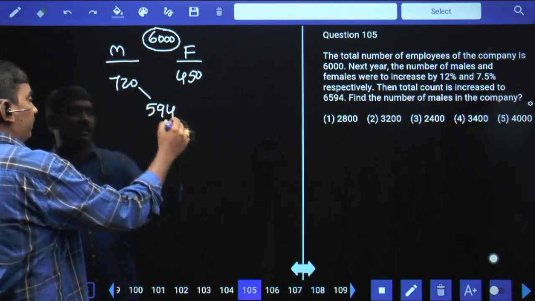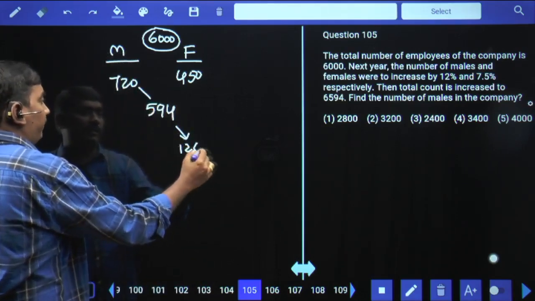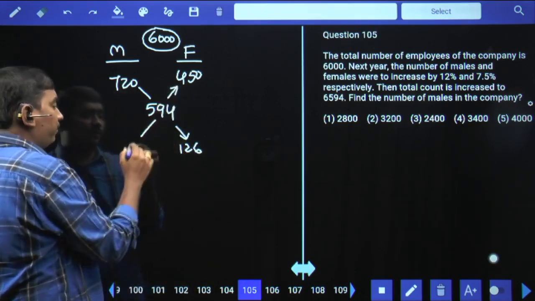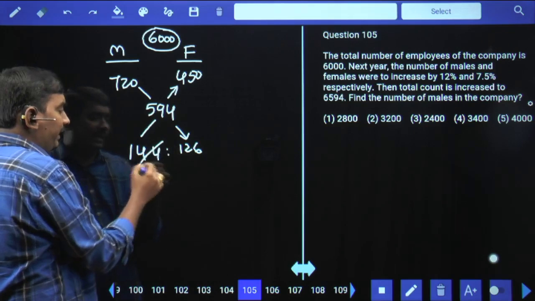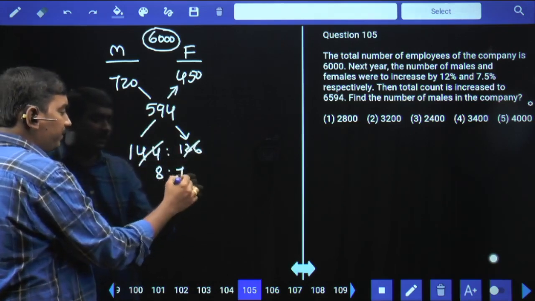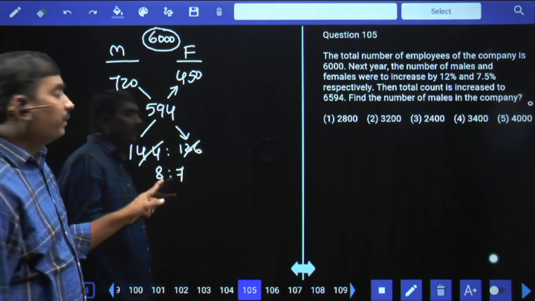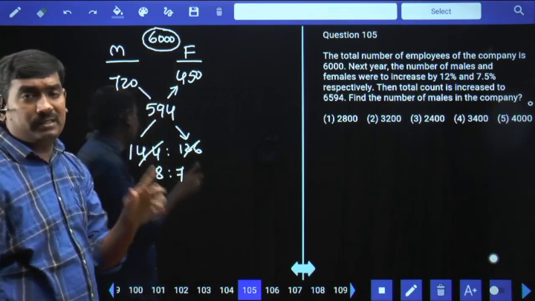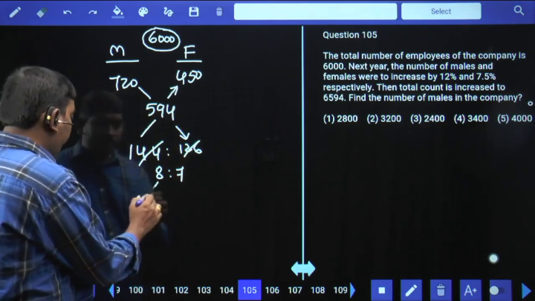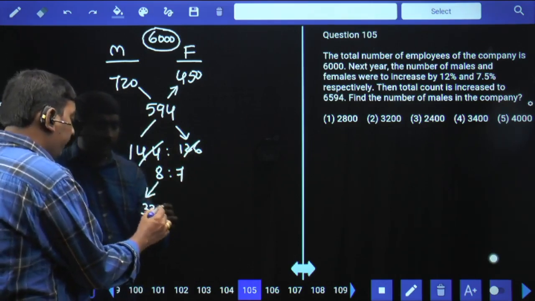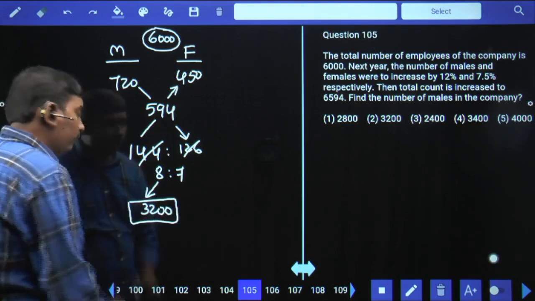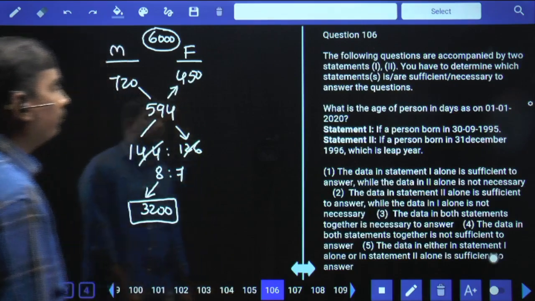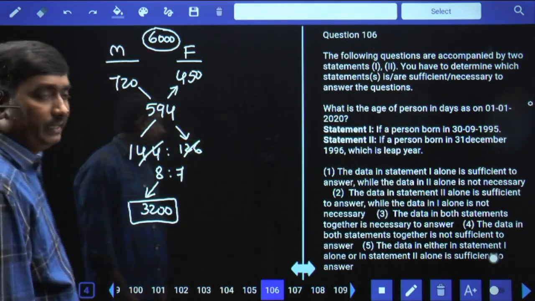So apply the allegation method. 720 minus 594 means 126, and the other is 144. That gives 18 times 8, 18 times 7. 8 plus 7, 15 parts value 6,000. So 1 part value is 400. Males are 8 parts. 8 into 400 means 3,200 is your answer.